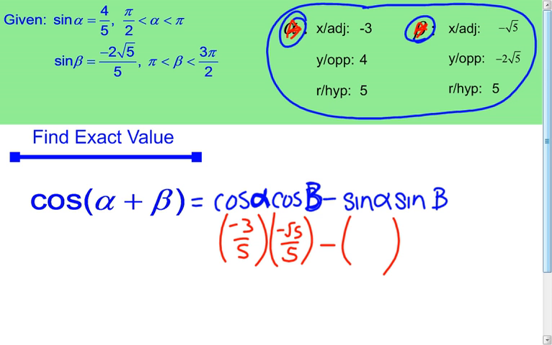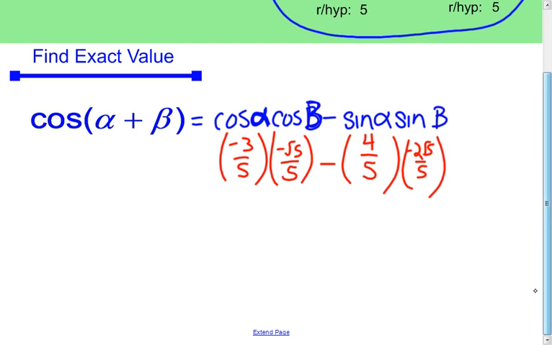And then sine at alpha, sine is opposite over hypotenuse. So sine at alpha would be 4/5. And sine at beta would be the y over the r, or the opposite over the hypotenuse, at beta. So negative 2 root 5 over 5. When I'm dealing with these two quantities right here, you're multiplying. Remember that when you multiply fractions, you don't worry about getting a common denominator. You just multiply across the top and multiply across the bottom. I know I have a common denominator already, but if I didn't, I would not need to worry about it.